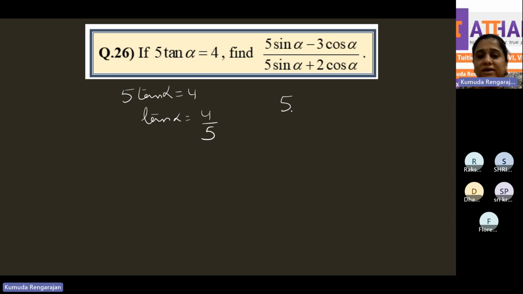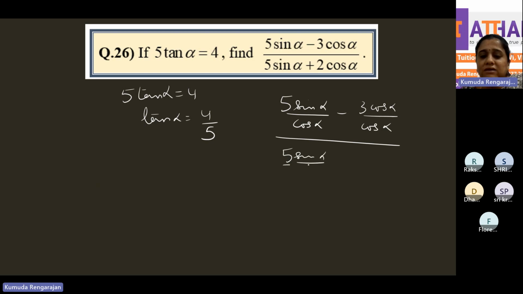So what will happen? 5 sin alpha by cos alpha minus 3 cos alpha by cos alpha, divided by 5 sin alpha by cos alpha plus 2 cos alpha by cos alpha. You can write tan alpha for sin alpha by cos alpha and substitute directly also. Okay, you can do that also.